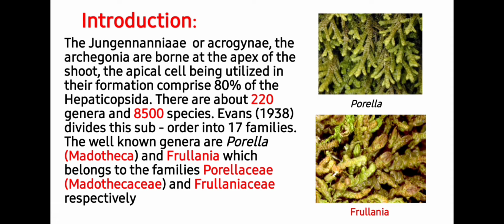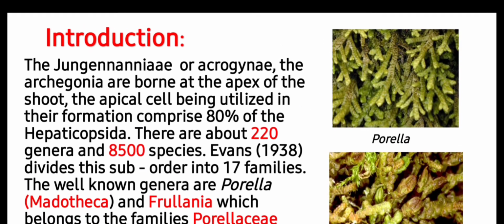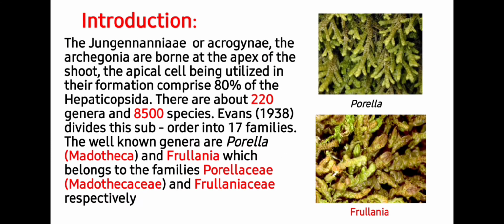Evans in 1938 divided the suborder into 17 families. The well-known genera from these families are Porella and Frullania. Porella is also known as Madotheca. It belongs to family Porellaceae, also known as Madothecaceae, and the second family is Frullaniaceae. And here are the images of Porella and Frullania.